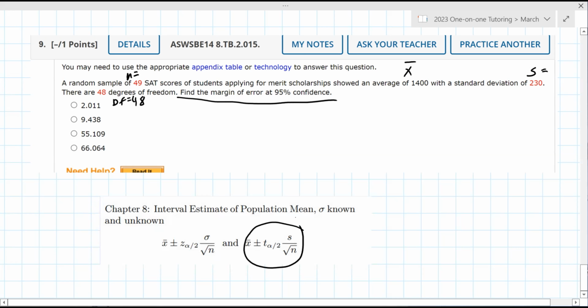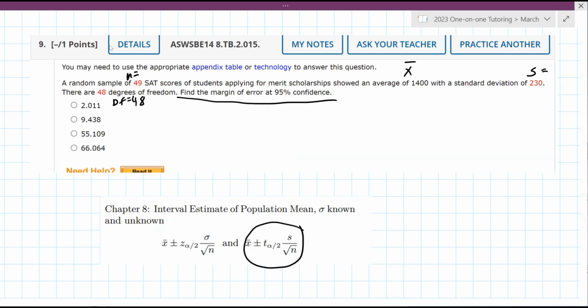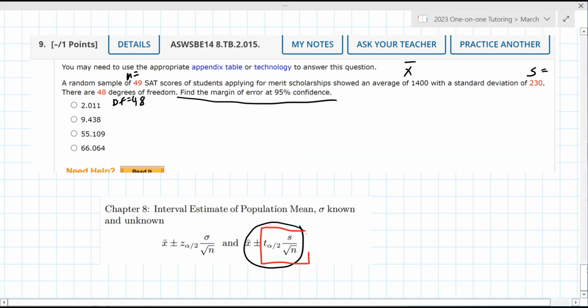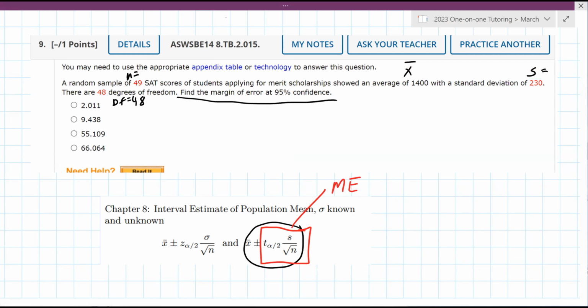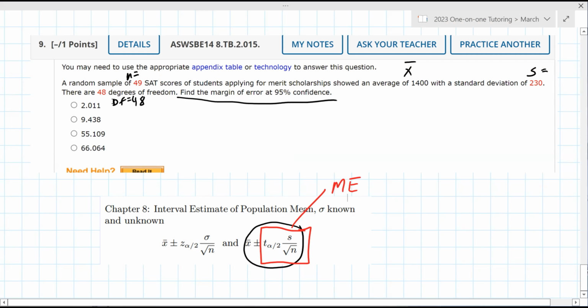So you can either use the formula, or you can do it with the calculator where you make a T interval, but then you have to find the width of it and divide by 2. So I would recommend we just use this part on the right. This part in red is the margin of error. So you got to find your T alpha divided by 2, like what we did in the previous problem. But at least you have S, and you have N here.